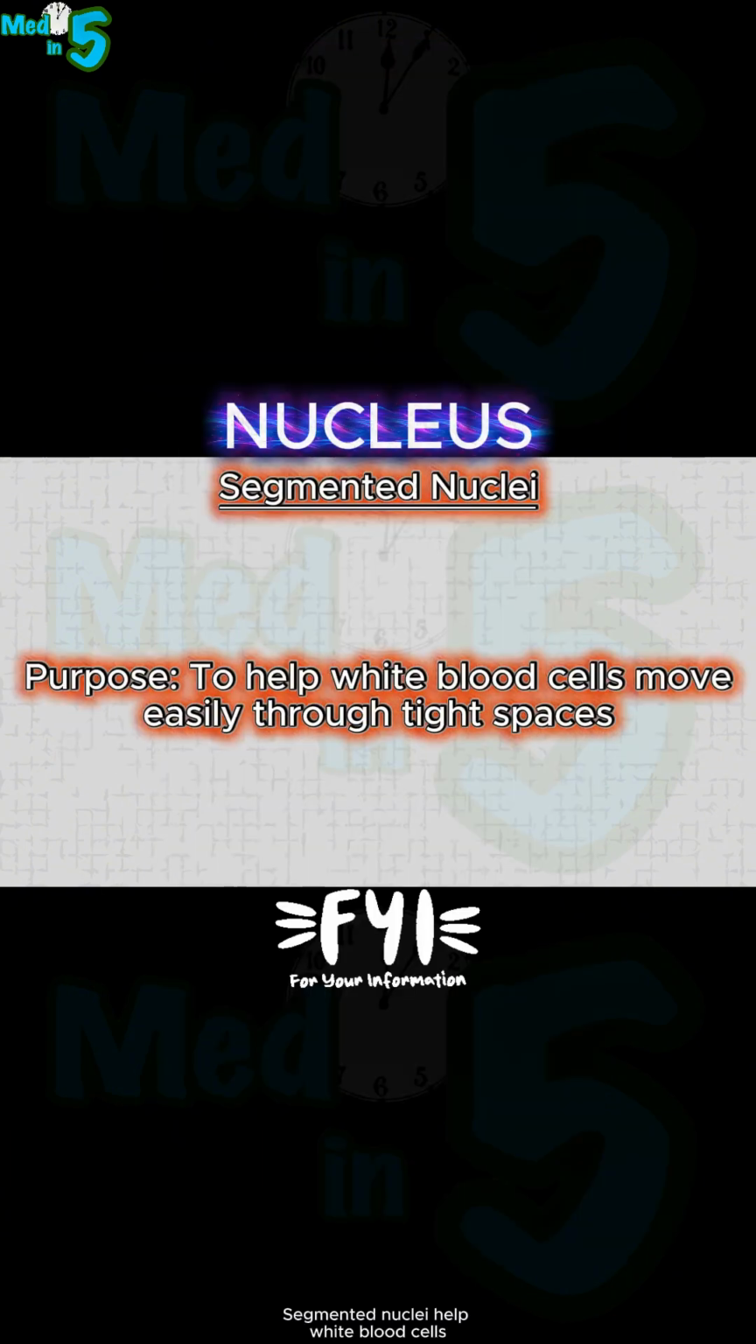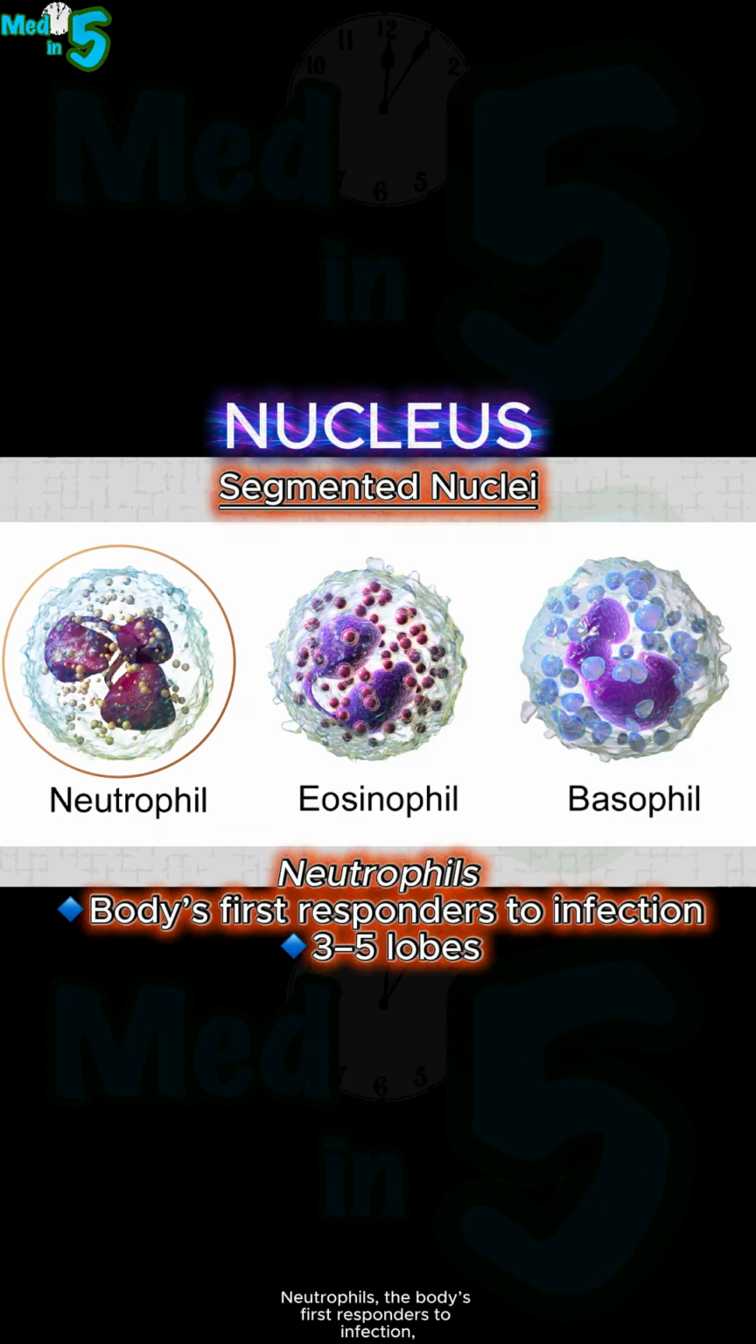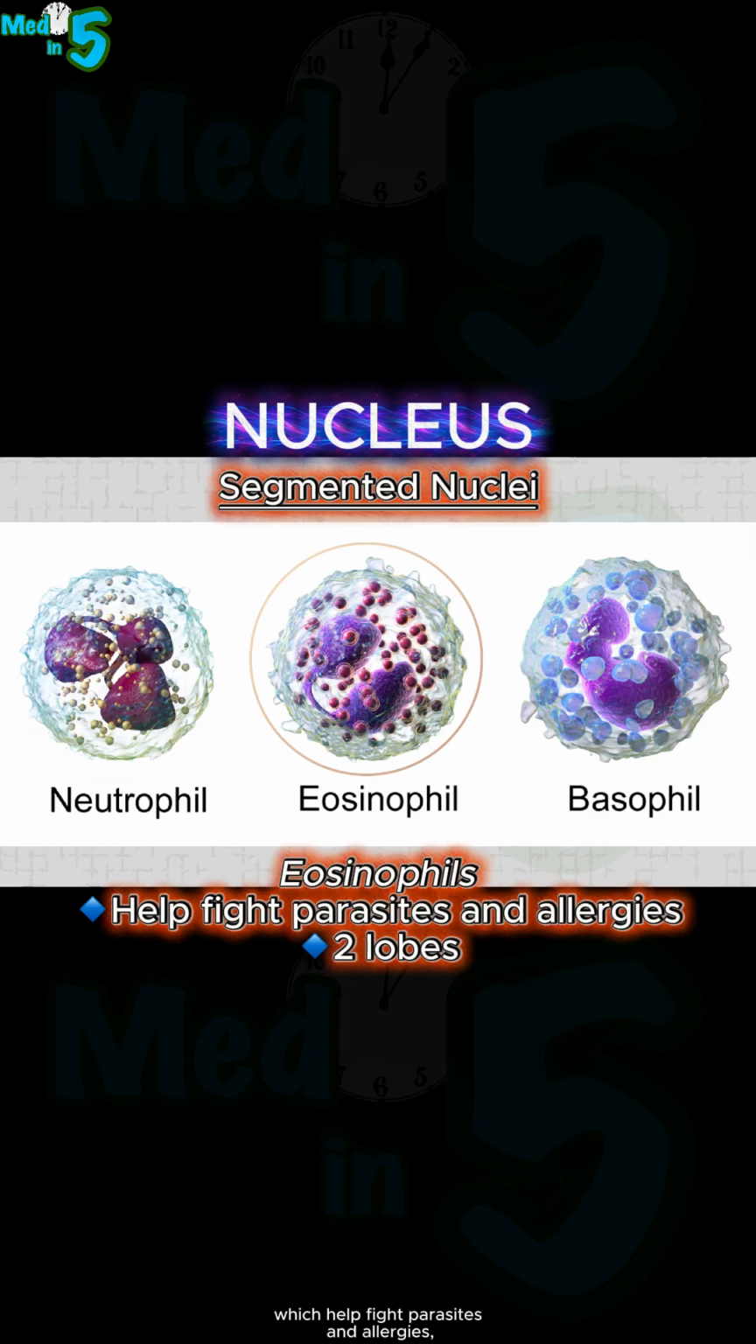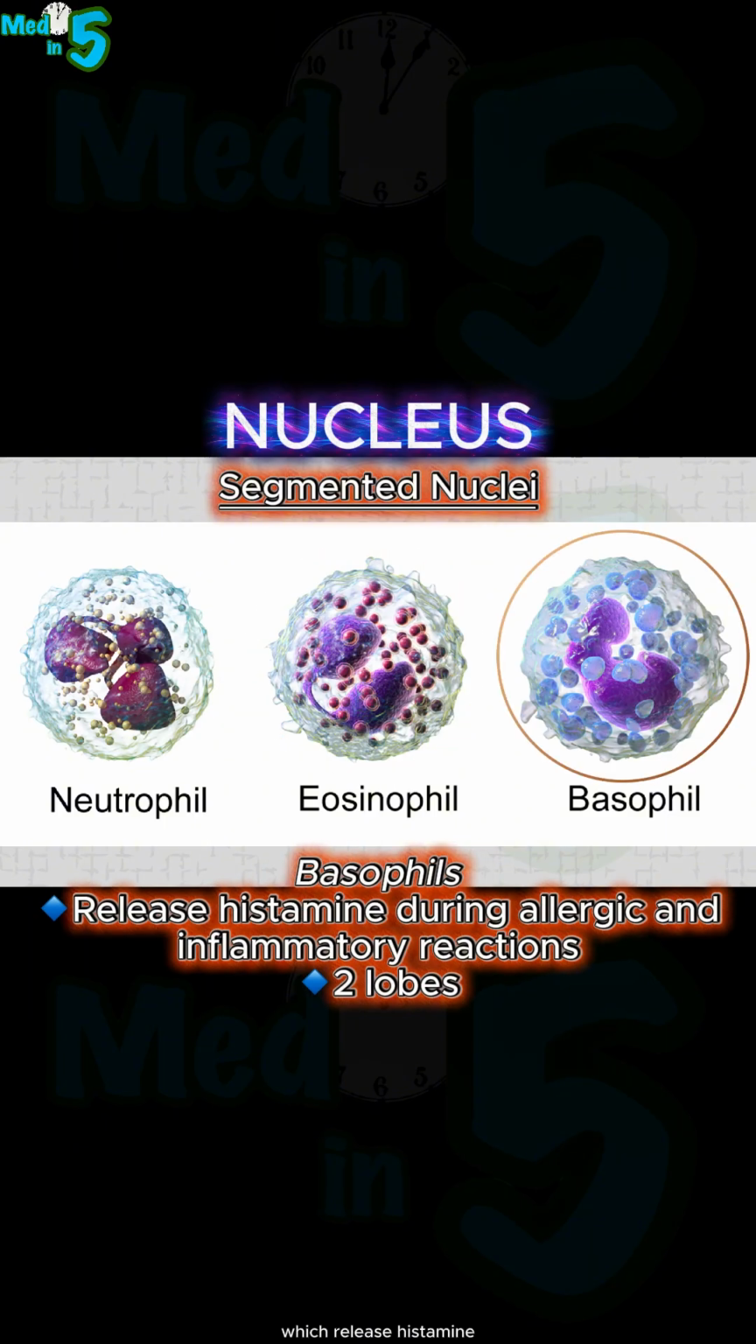Segmented nuclei help white blood cells move easily through tight spaces. Neutrophils, the body's first responders to infection, have 3 to 5 lobes. Eosinophils, which help fight parasites and allergies, have 2. Basophils, which release histamine during allergic and inflammatory reactions, also have 2.